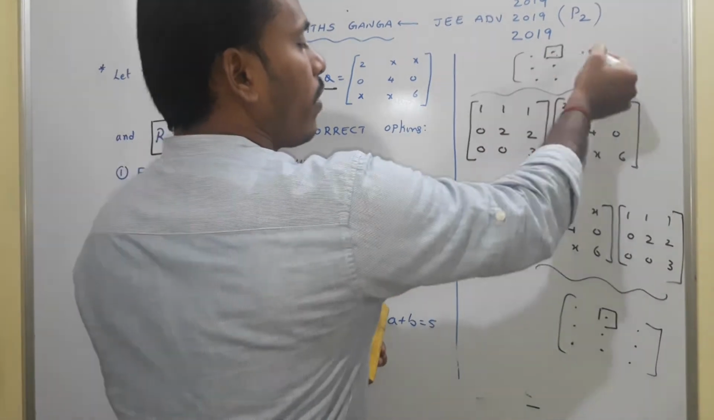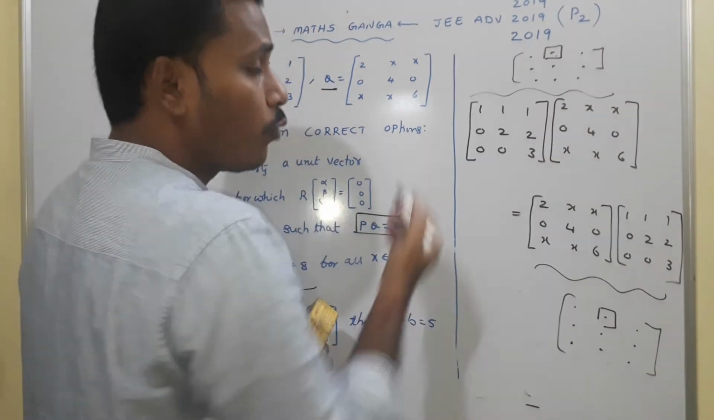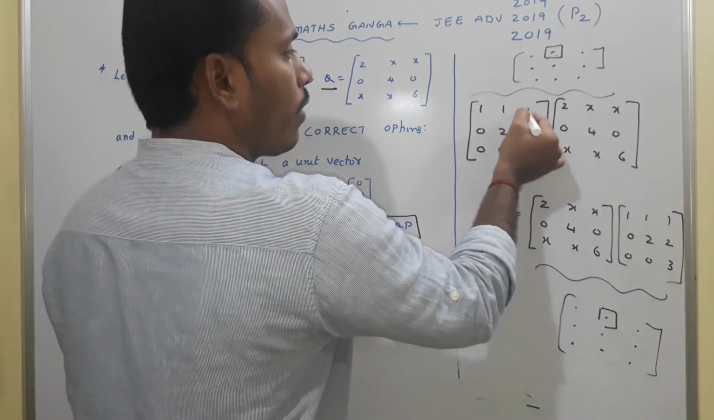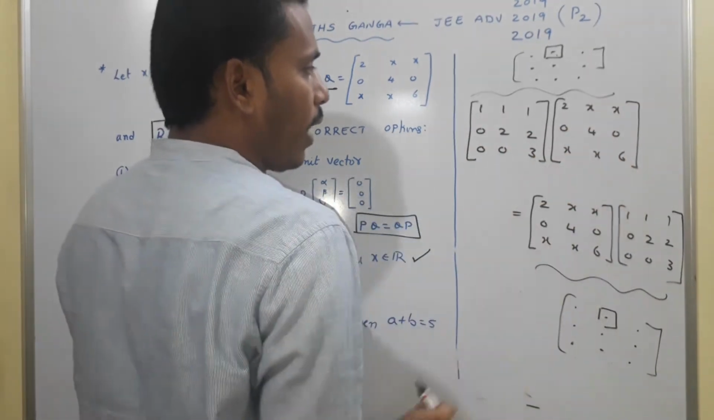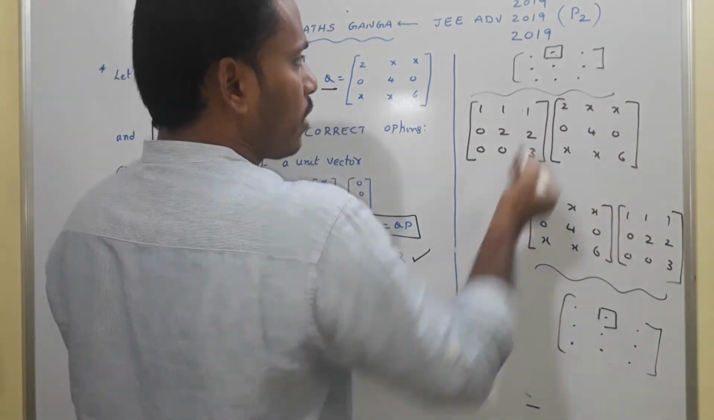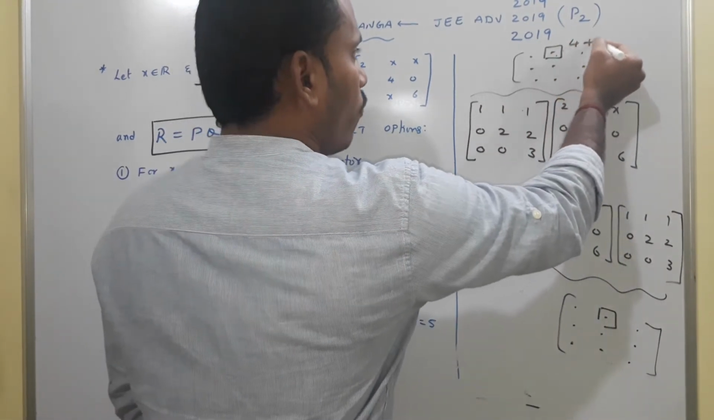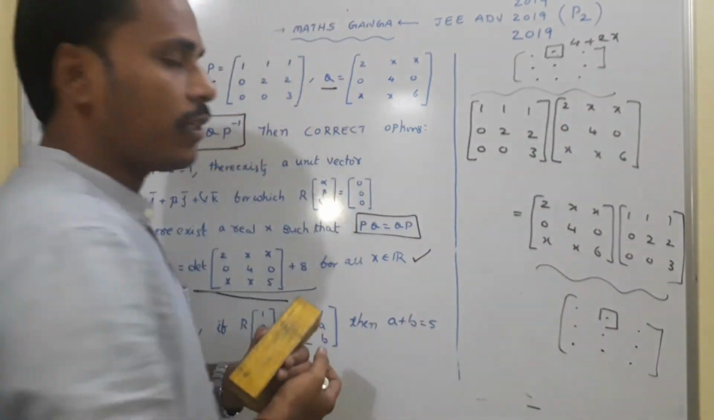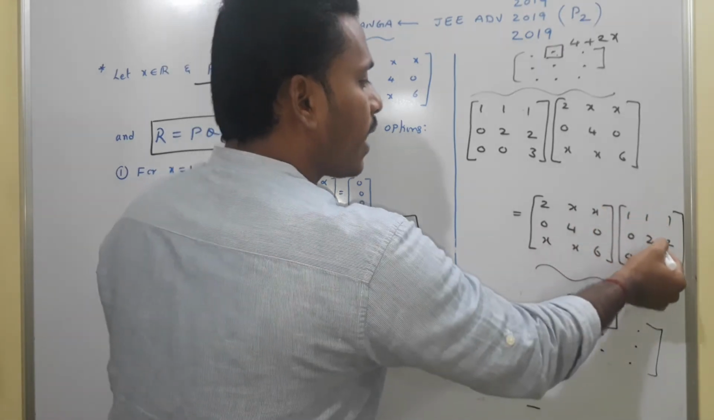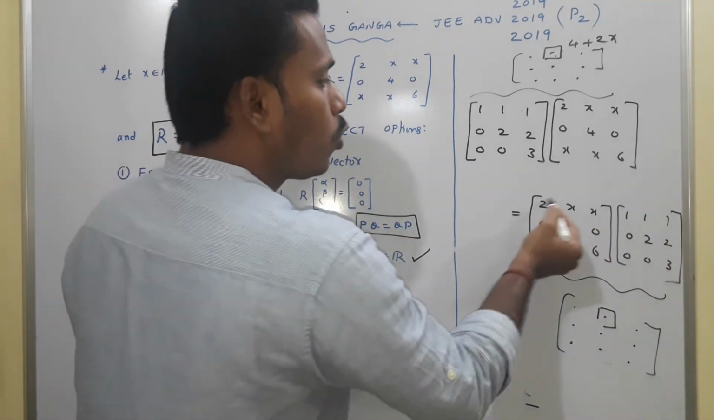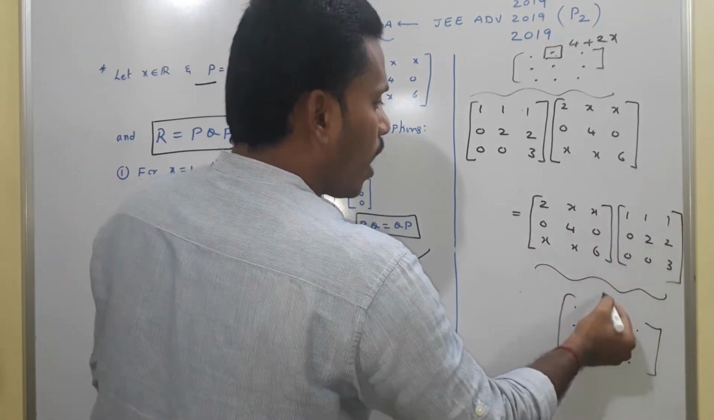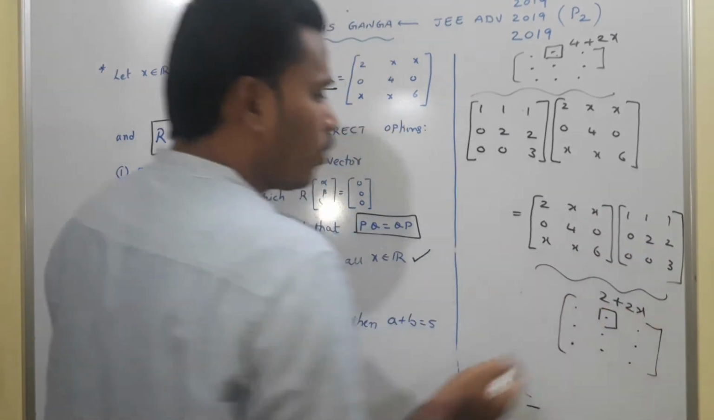What is this place? This place is first row, second column. So how can you get it? By multiplying the first row with the second column. The first row is 1, 1, 1 and the second column is x, 4, x. If you multiply correspondingly, x plus 4 plus x, so this element is actually 4 plus 2x from the left hand side. And from the right hand side, again we multiply the first row with the second column. 2 into 1 is 2, 2 into x is 2x, x into 0 is 0, and this element is 2 plus 2x.